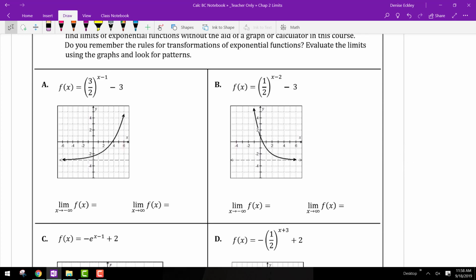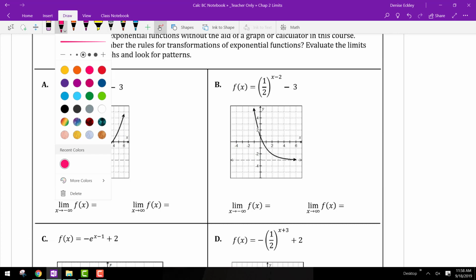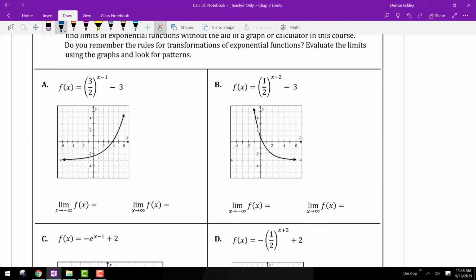For letters A and B, we have f of x equals 3/2 raised to the x minus 1 power, minus 3, and the graph is right there. The question asks: what is the limit as x approaches negative infinity of f of x? That is going down this way, skirting along that horizontal asymptote, so the value of the limit will be -3. As we go towards positive infinity, the function is unbounded, so we are headed towards positive infinity. So that was a growth function.